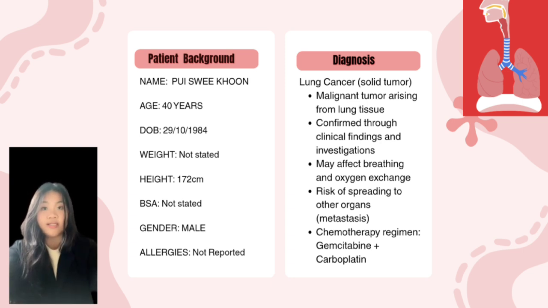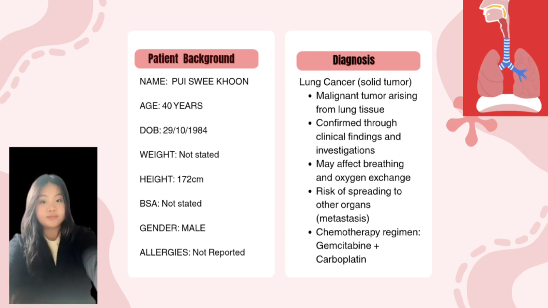He stands 172 cm, and his weight and consequently his body surface area, which is BSA, are not stated in this primary report, which the data would typically collect, calculate and verify with extreme precision for cytotoxic drug dosing. He has no known allergies and no reported significant medical history other than his primary diagnosis.